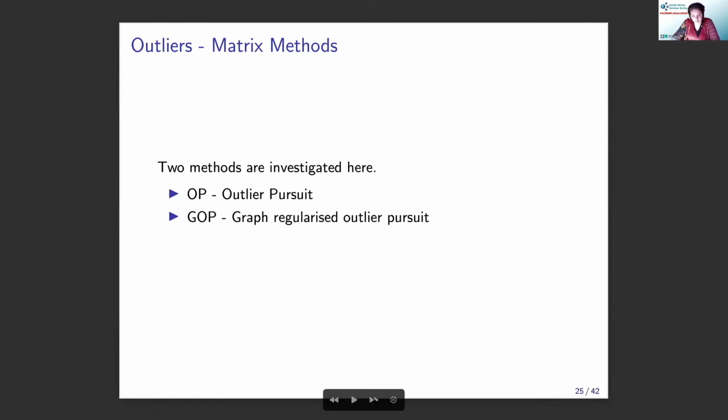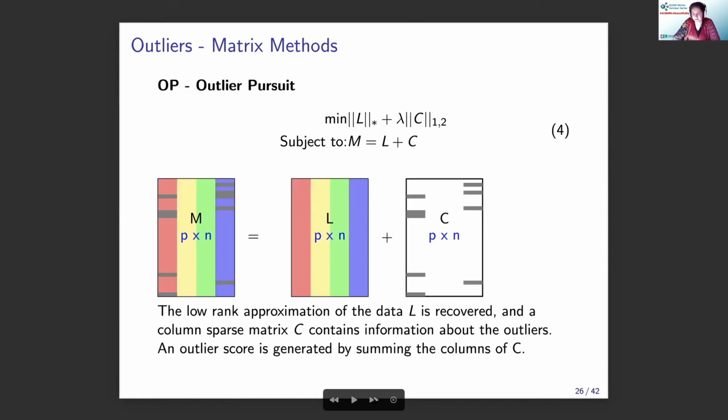Now, since then, there's been quite a lot of development. Outlier Pursuit, for one, uses a similar method, but in this case, it assumes that it's just one or two of the values, not just parts of the values, not just the different features of the values, but whole columns of values that are causing the problems. So in this case, the low rank approximation of the data is recovered, and it is a column sparse matrix C containing information about those outliers. And we can sum very directly the values in that C matrix, and that gives us a score for each and every sample. In this case, it looks very much like 1 and 4 are outliers.